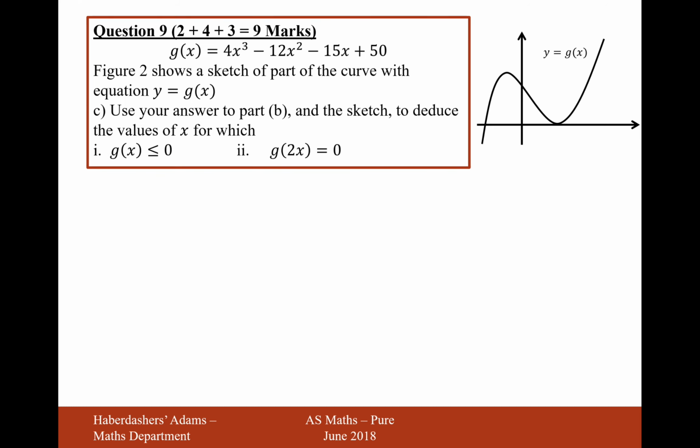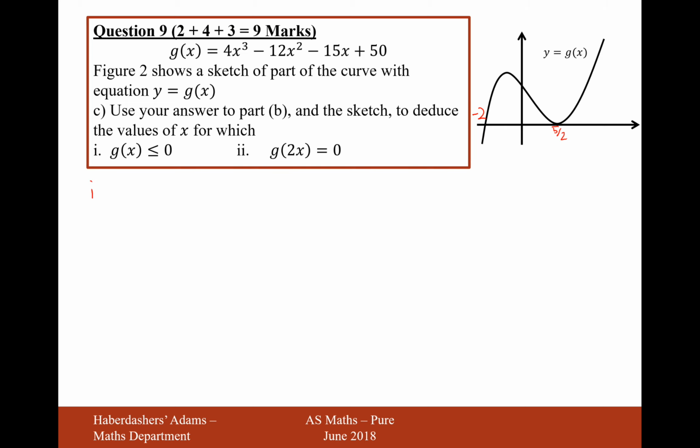Let's now move on to part C. Use your answer to part B and the sketch to deduce the values for x for which the g of x function is less than or equal to 0. So if I remember rightly, that's the minus 2 value. This is 5 over 2.